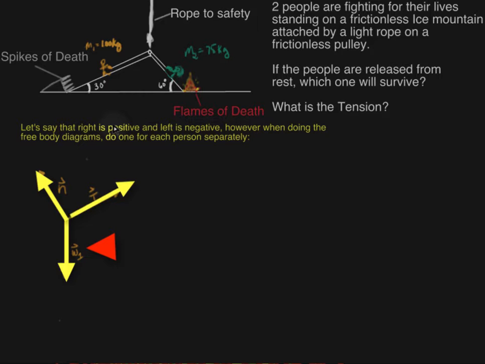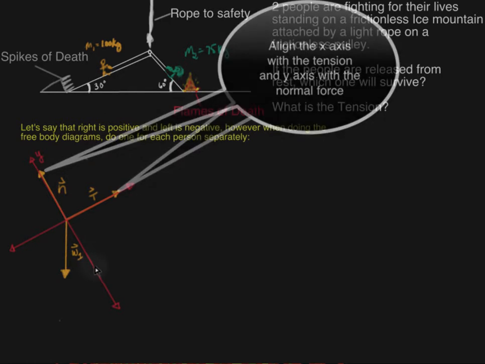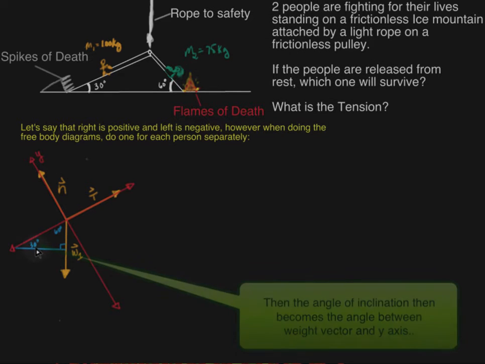If you do this correctly, and align your axes properly, what I like to do is put the normal force along with the y-axis, and the direction of motion is the x-axis usually. If that is the case, then you only have one angle to deal with and one vector that you need to break down into components. So here, if you do it properly, your angle of inclination should equal the angle between the weight vector and your y-axis. So just to prove that's true, here's your angle of inclination.